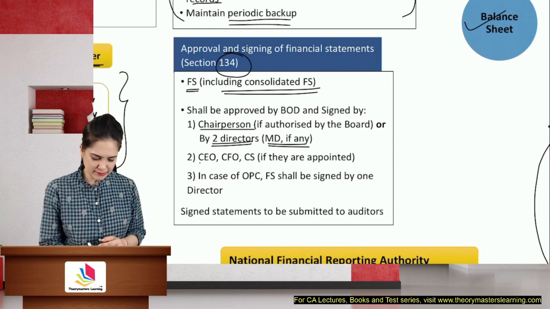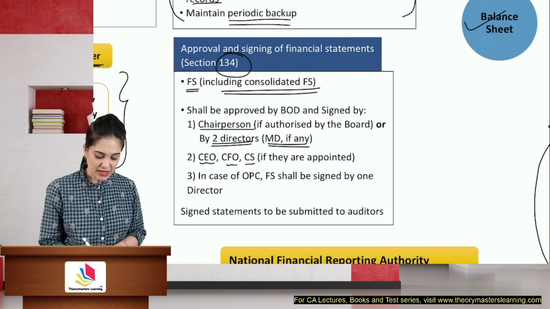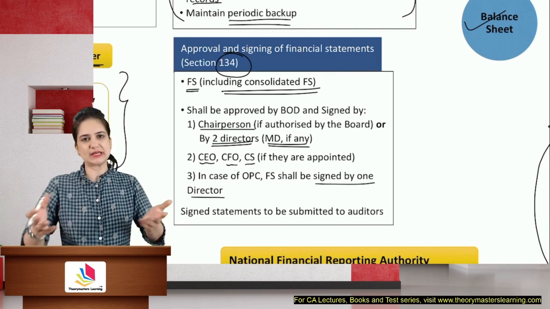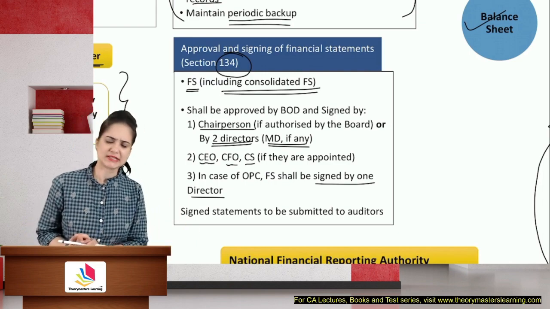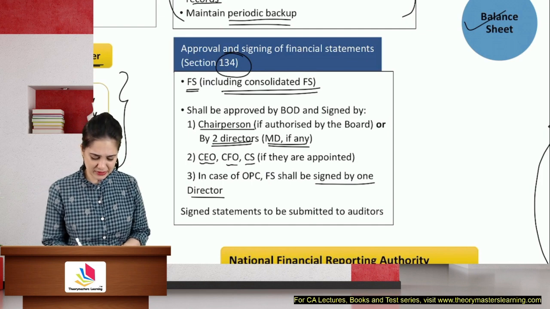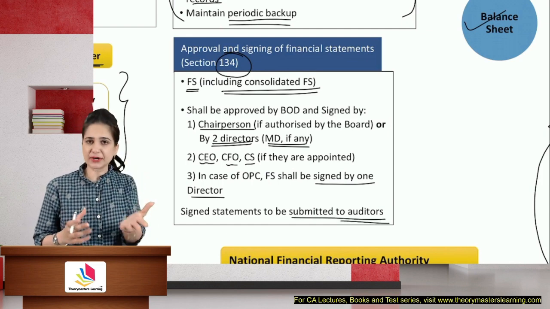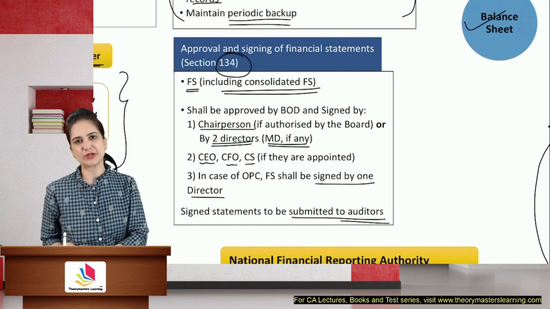It will also be signed by the CEO, CFO, company secretary if they are appointed. In case of OPC, it shall be signed by 1 director, because minimum we need only 1 director. So even if 1 director signs, it is allowed. Signed statements shall be submitted to the auditor. The auditor will submit his audit report as well as the financial statements to the members of the company for consideration in the annual general meeting.